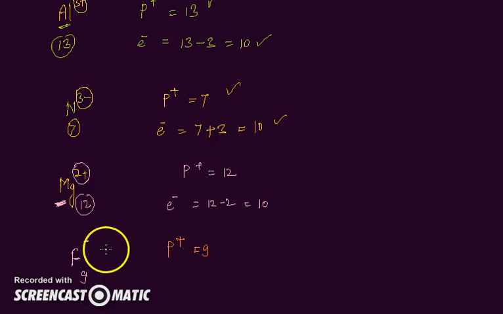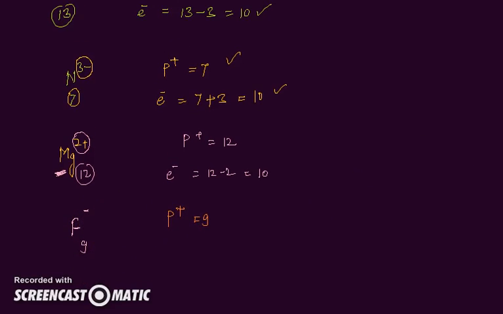Now we have to calculate the number of electrons, and when we calculate the number of electrons, we look at the charge of this ion. It has 1 negative charge. It means that it has gained 1 electron. Since it has gained 1 electron, we add 1 to the number of protons. Here we have 10. So we can say that the fluoride ion has 10 electrons, and the number of protons in this ion is 9.